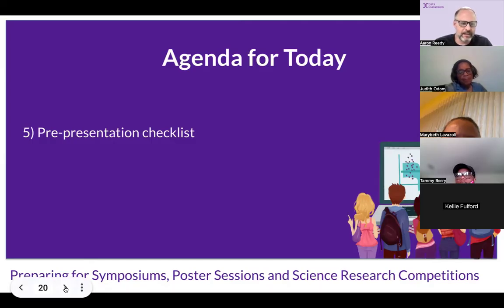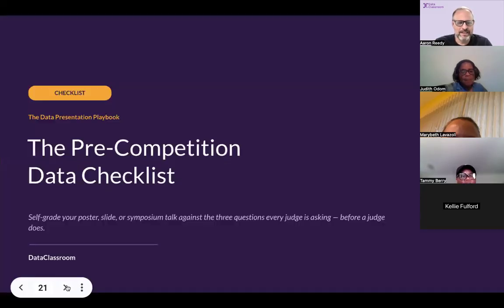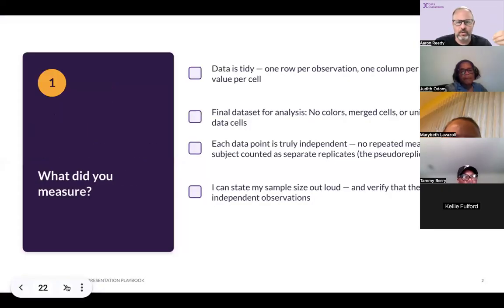And let me just see if I can show you this for a second. So we'll call this the pre-competition data checklist. These are things that you want to think about before you talk about your data with the judge. So, question number one, what did you measure? We're looking at things like, is the data tidy? Is your final data set ready for analysis? Is each data point independent? And do you know your sample size? So that's what we're looking for in the what did you measure?